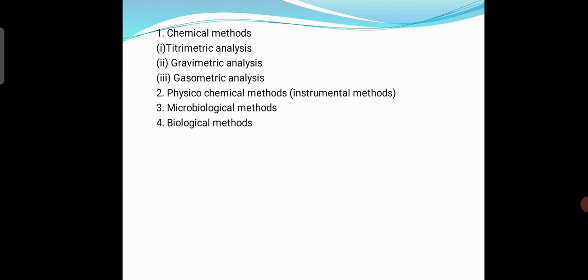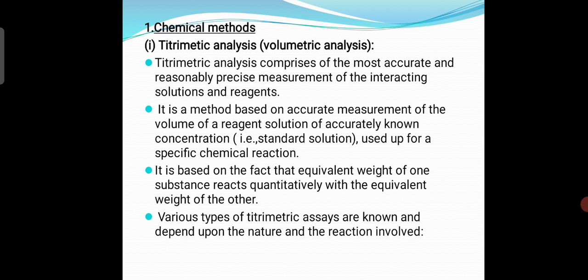So that is called a quantitative analysis. So in chemical methods, there are three types. One is titrimetric analysis, gravimetric, gasometric. Second method is physicochemical methods. Third one, microbiological methods. And finally, biological methods. First one, that is titrimetric methods. That is, or we can say volumetric methods. It is nothing, it is titration.